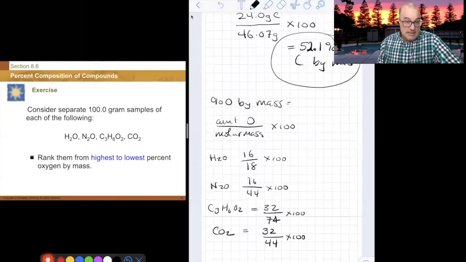So at this point, we can see, right, just by writing these out without writing the number, that water's the winner. It's the most oxygen by mass. And it looks like CO2 is number 2, and N2O is going to be the smallest, right? Okay.